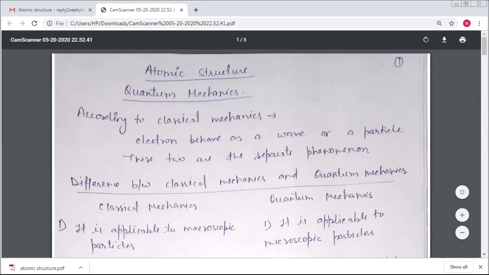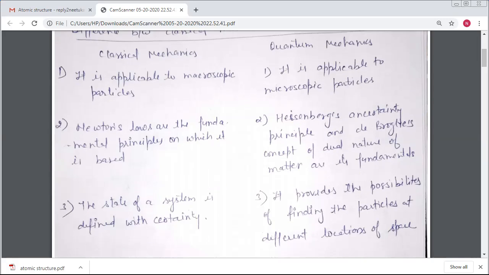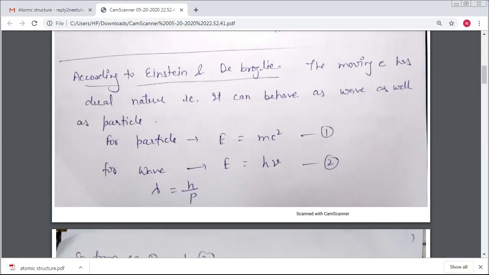So what is quantum mechanics and the requirement of quantum mechanics. Firstly, we see that when we throw any particle, it shows that if it is moving, it forms waves. So it either shows dual character, either it is a wave or it is a particle. So here we know that if the electron behaves like a wave, then E is equal to h nu, where E is the energy, h is the Planck constant, and nu is the frequency.